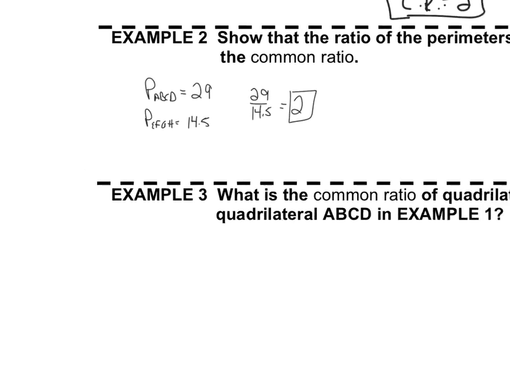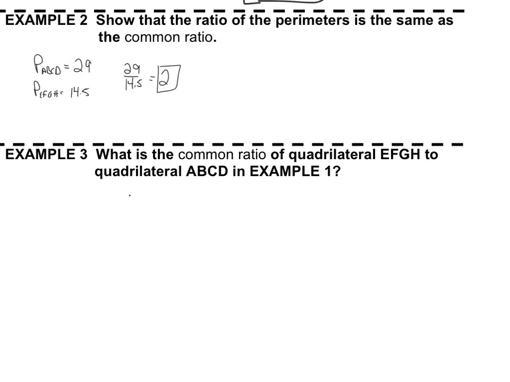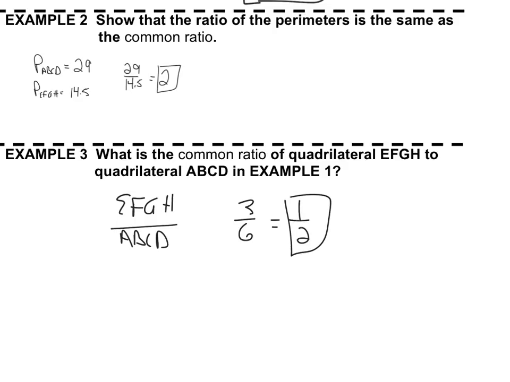So the last question on this page says, what is the common ratio of quadrilateral EFGH to ABCD? So that's the flip, okay? Instead of the big over small, this one is saying EFGH, the small, over ABCD, the big. So we're just going to look at this one real quick, but it's really just going to be the reciprocal of what the ratio was. On the other one, we had 6 over 3, but since it's flipped, it'd be 3 over 6, which would simplify to 1/2. Let's look at the next page.